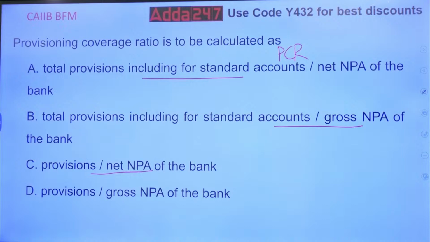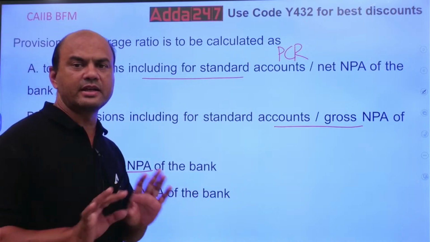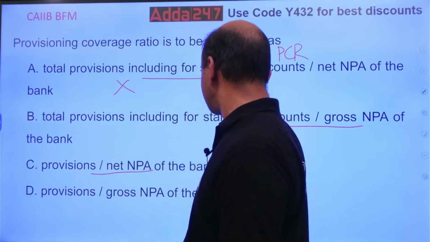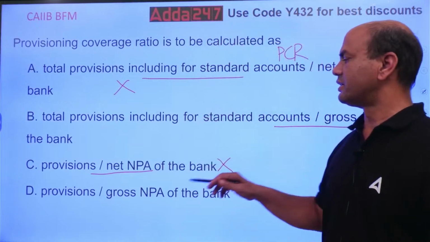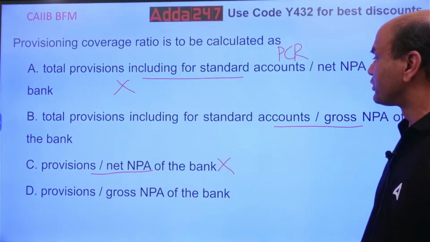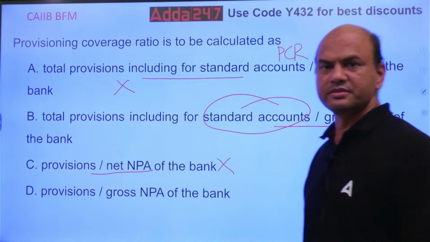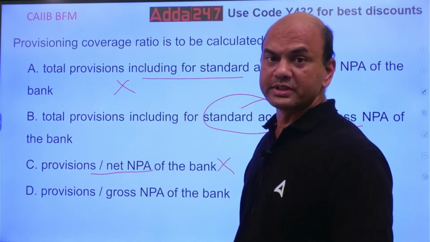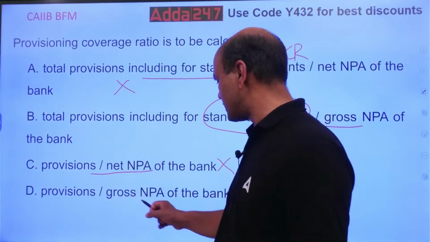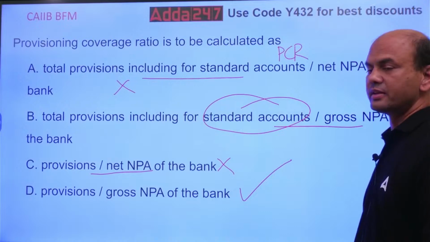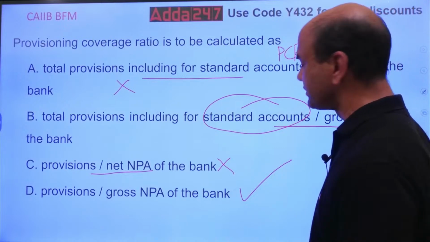Which two are gone? A and C are gone, because net NPA is not the answer. Kindly remember, for PCR, net NPA is not the answer. Now the answer remains between B and D. In B, standard accounts: in PCR, do you take standard accounts? You don't take them. Provision is always for the NPAs, gross NPA. So this is the answer. Got it?